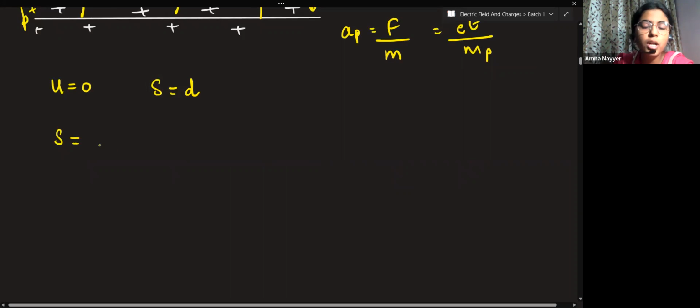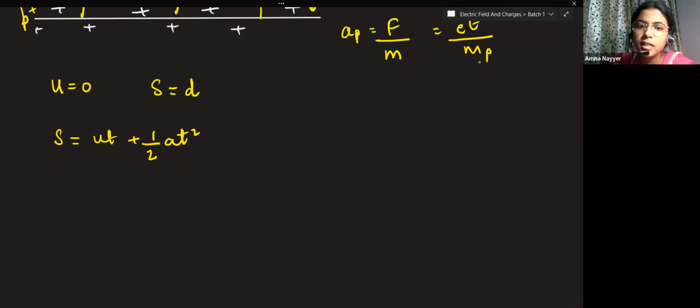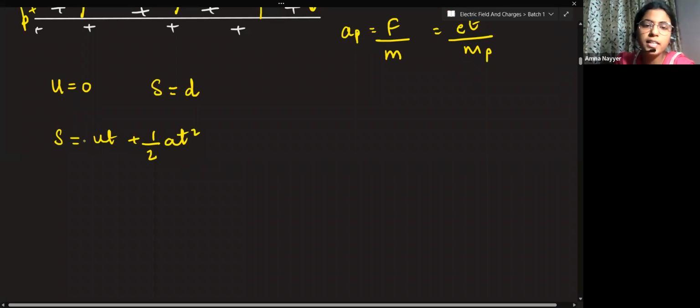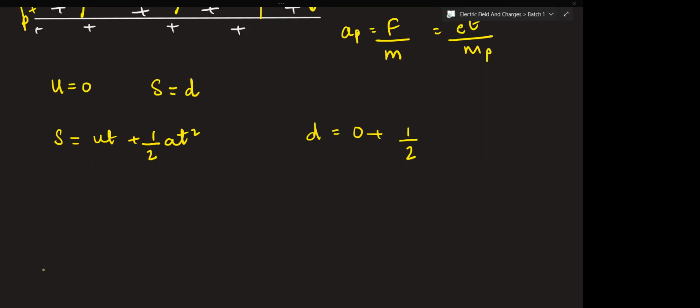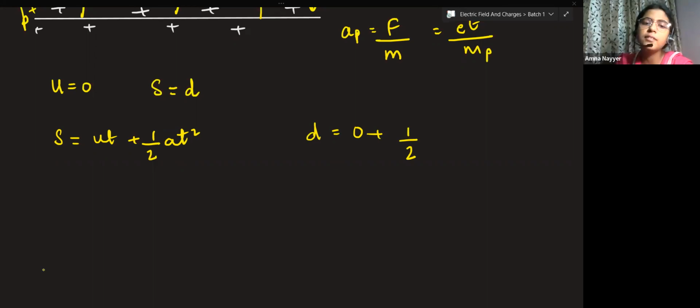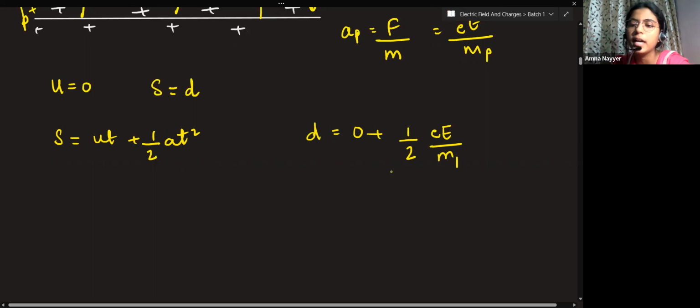Now, if you remember your equation, S is equal to ut plus half at square. This equation from your motion in 1D, all of you have done it. Let us put all the values. Instead of S, we have small d. U is 0, so u multiplied by t gives 0. Plus half multiplied by acceleration. Acceleration you have as capital E divided by mp. This is acceleration, and then the square of time.